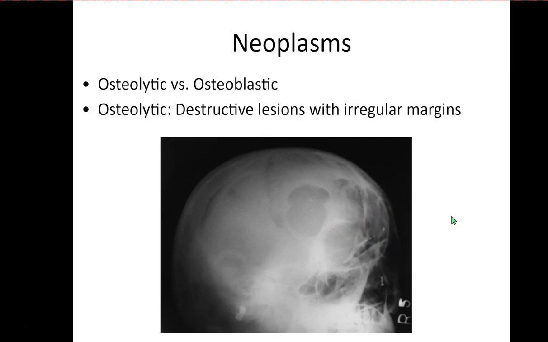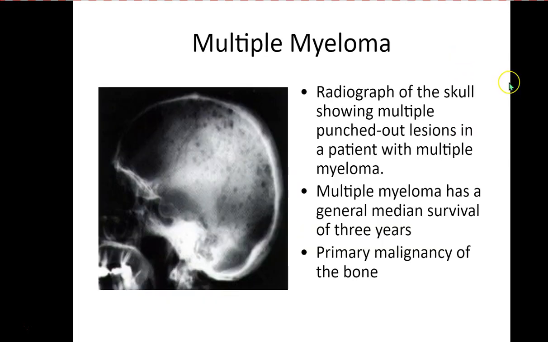Osteoblastic lesions are lesions with increased density, and we'll look at examples of that here in a little bit. Interestingly, you can have a lesion that is a combination of osteolytic and osteoblastic. So let's look at some other examples of neoplasms.